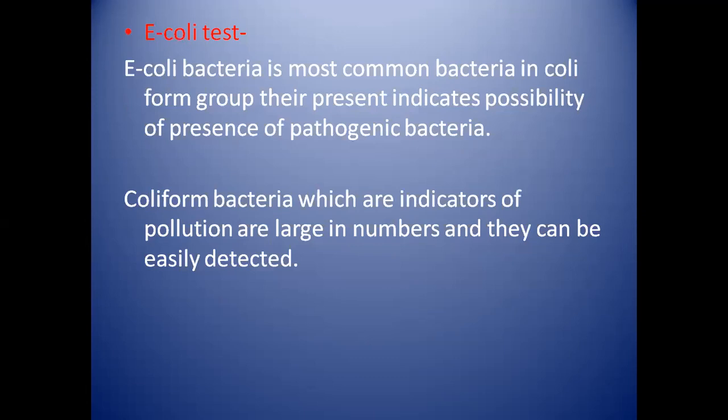Then third is the E. coli test. This test is for the bacteria of the third group, that is Escherichia coli. For that bacteria, the E. coli test is carried out. E. coli is the most common bacteria in the coliform group. Its presence indicates the possibility of the presence of pathogenic bacteria. That is, when E. coli bacteria are present in water, this can indicate that pathogenic bacteria are present in the water.